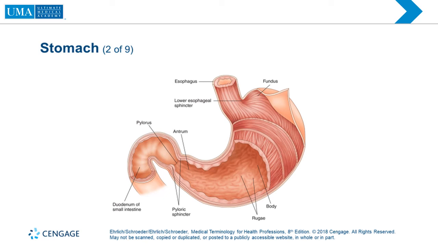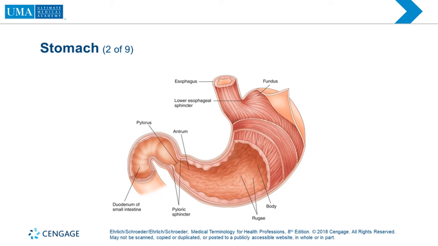We then have the pyloric sphincter, and remember sphincter means a muscular ring, and this is a ring-like muscle that's located at the base of the stomach. It controls the flow of partially digested food from the stomach to the duodenum of the small intestine. And then we have the pylorus, which is the narrow passage that connects our stomach with our small intestine.